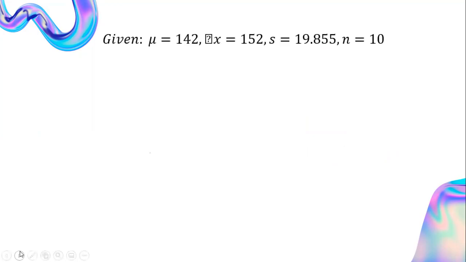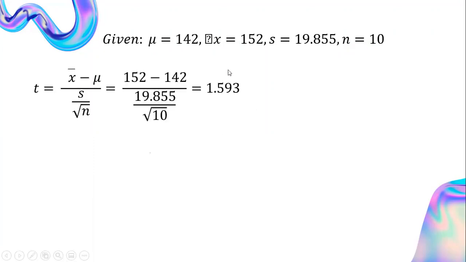Okay, so let's continue. Let's say we have the given: the population mean, which is equal to 142, the sample mean, which is equal to 152, the sample standard deviation, which is 19.855, and the sample size, which is equal to 10. Okay? So with this one, we will use the t-test.